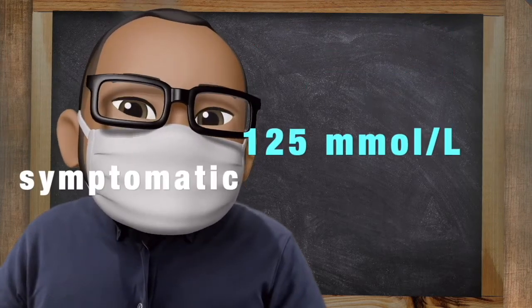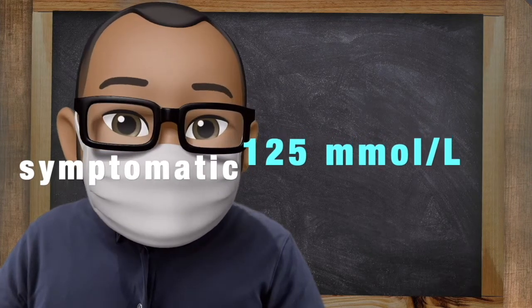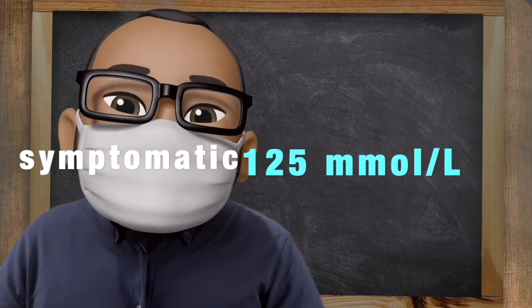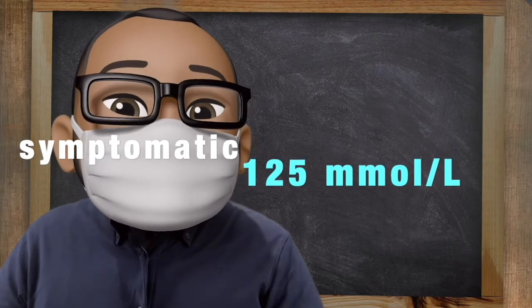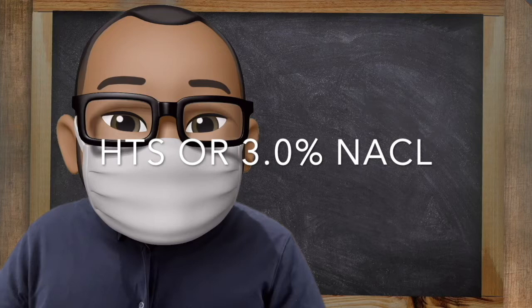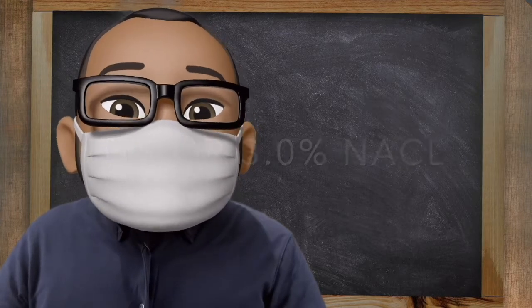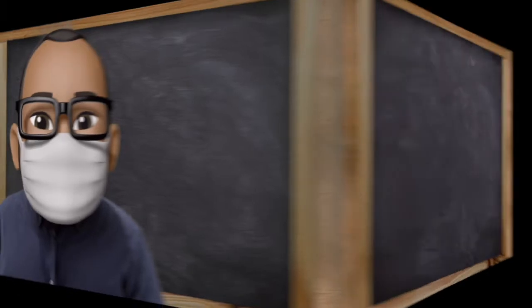In cases when the patient is symptomatic or has dangerously low serum sodium of around 125 millimoles per liter, we give your hypertonic solution or your 3% sodium chloride. This will draw out the excess water due to the high sodium content, correcting the hyponatremia.